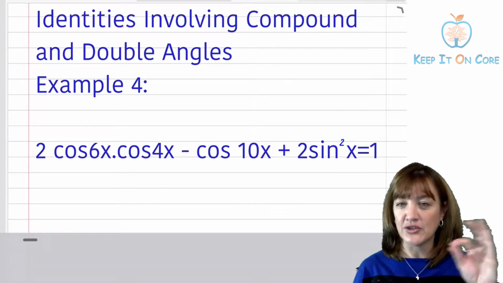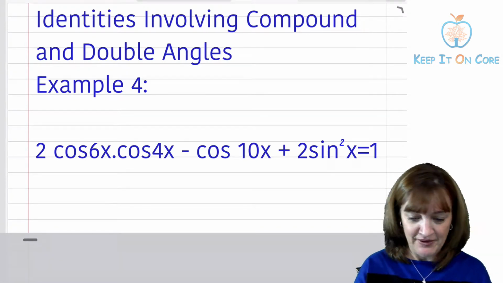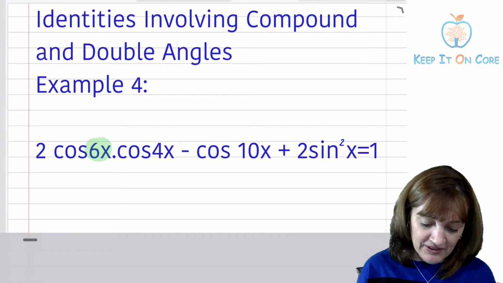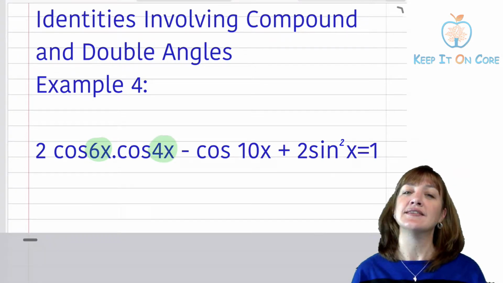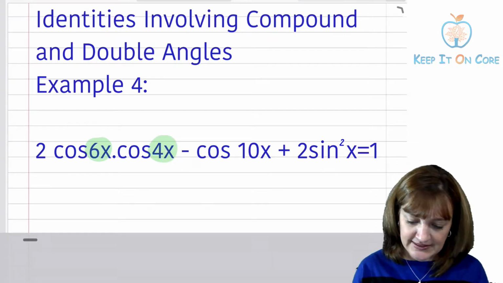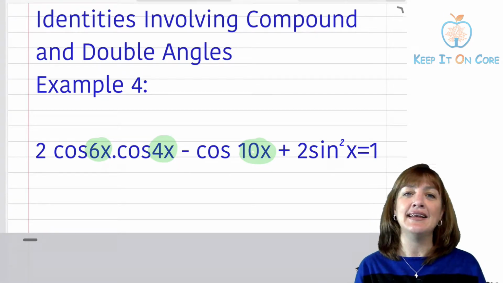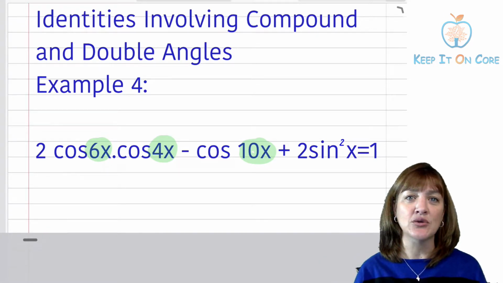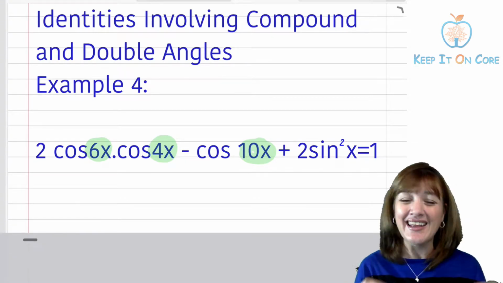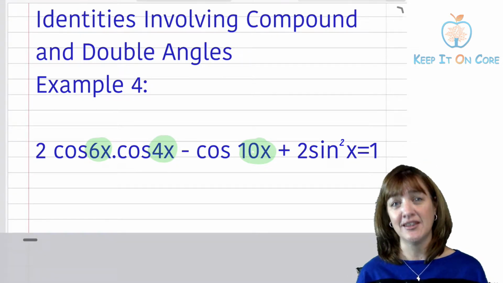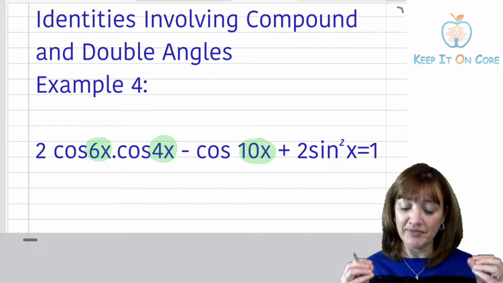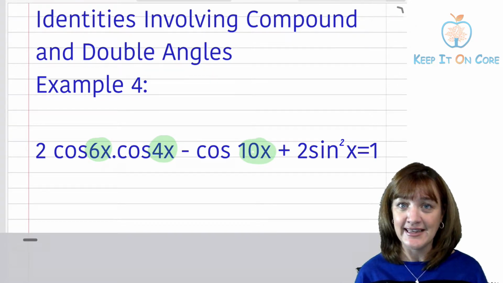So there's a few little tricks that I do want to point out to you over here. Can you see that we've got an angle of 6x and a 4x over there? And then we've got this 10x over here. Remember that if you're wanting to apply any kind of double angle or compound angle identity, you need those angles to match each other. So it's not going to help you to leave it as 10x.